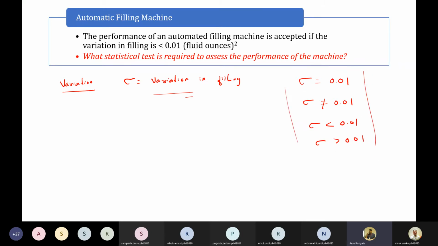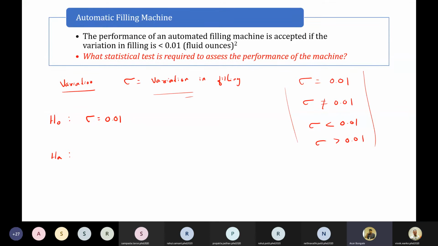Now you tell me how I should formulate the null hypothesis and alternate hypothesis for this. What should be H0 and what should be HA? Sigma is equal to 0.01. Yes, because the null hypothesis should always have the equality sign. So it is very simple to frame: sigma is equal to 0.01. Done. The null hypothesis is good.